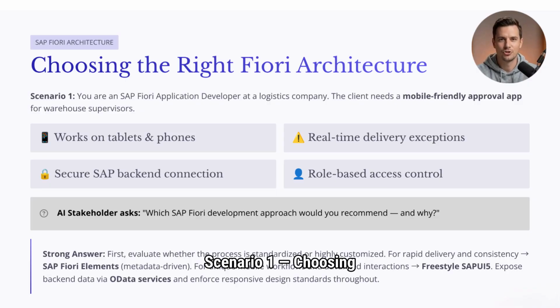Scenario 1. Choosing the right Fiori architecture. You are an SAP Fiori application developer working for a logistics company. The client wants a mobile-friendly approval application for warehouse supervisors. The app must work on tablets and phones, display real-time delivery exceptions, connect securely with SAP backend systems, support role-based access. Now the AI stakeholder enters the conversation.